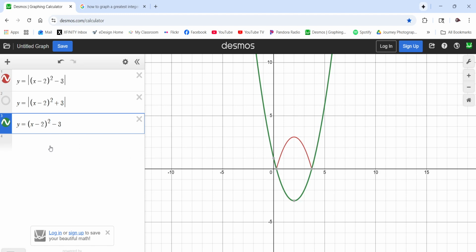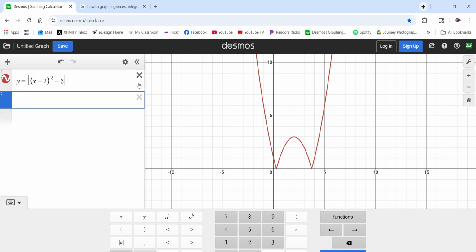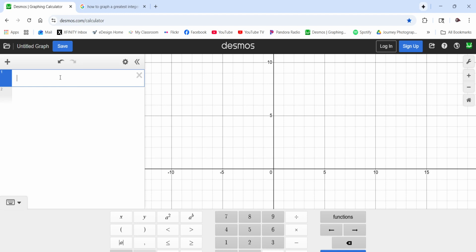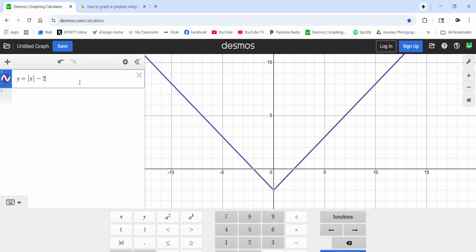Let's do one more, and then we'll quit. I'll tell you what, let's just get rid of these. Boom, boom, boom. All right, so let's do this. Y equals. We're going to do absolute value again, but this time I'm just putting the x in the absolute value. All right? And then I'm going to go -2. And I should have had a parentheses right there, and a parentheses right there. And then let's square that.